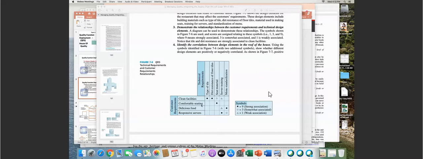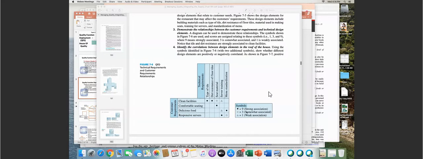Okay, how about comfortable seating? Okay, does it have any relationship with type of tile and dirt resistant floor? They're not related, right? If you look at clean facilities, it has an association with dirt resistant or floor tiles. That means it's the floor that doesn't hold the dust. Okay? Clean facilities with seat materials. So we have somewhat associated. It's not really a strong association.